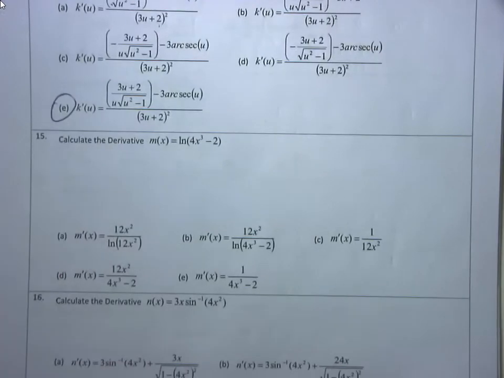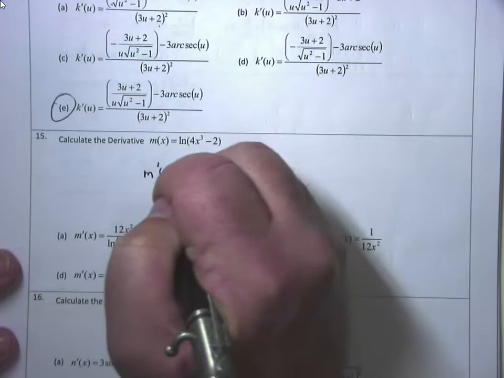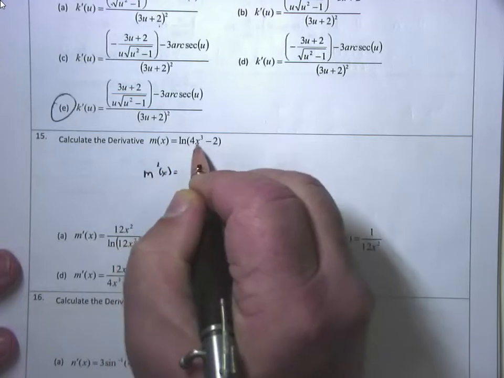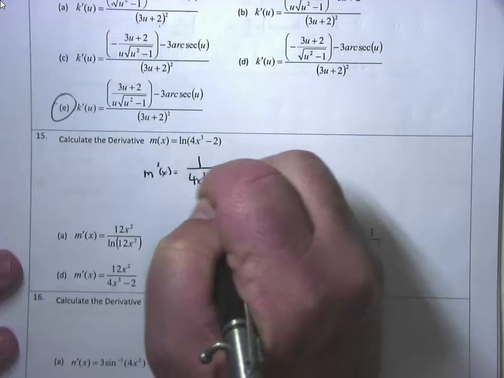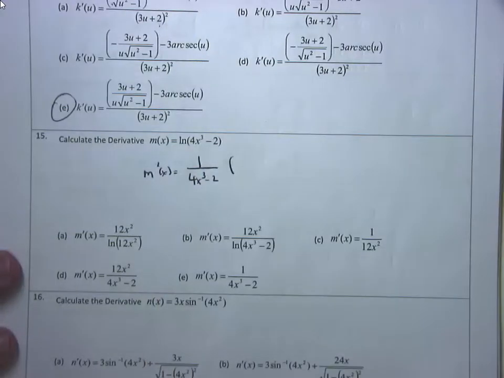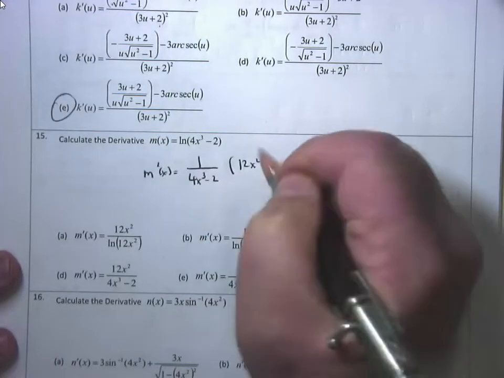Calculate the derivative of m of x equals the natural log of 4x cubed minus 2. Now, this is a 10-second question. Derivative of natural log of x is 1 over x. Derivative of natural log of a function, which is what we have, is 1 over the function times the derivative of the function. So m prime of x is 1 over 4x cubed minus 2 times, chain rule, the derivative of the inside. Derivative of 4x cubed minus 2 is what? 12x squared. Derivative of minus 2 is 0.